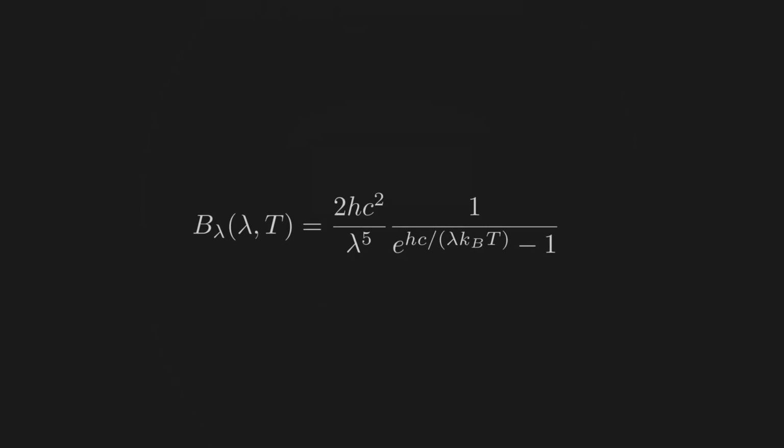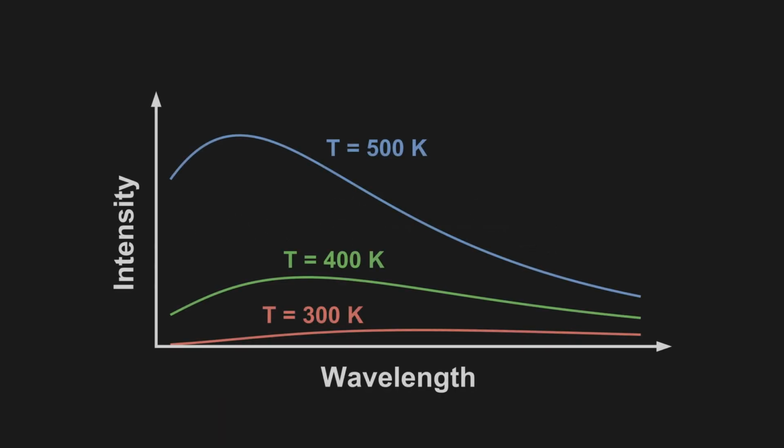Here h, c and kb are constants, so this function describes, for a given temperature, what wavelengths of light are emitted by the material and how much. Here you can see that function plotted for different temperatures. You can see that for hotter temperatures, the curve becomes higher and shifts to shorter wavelengths. In other words, hotter stuff emits more light and bluer light.